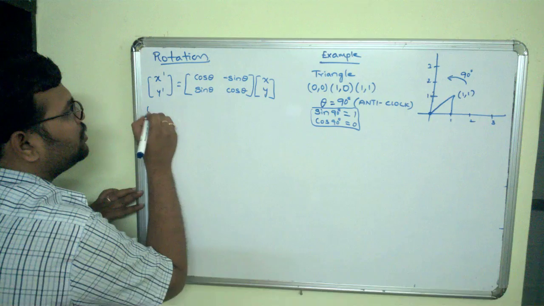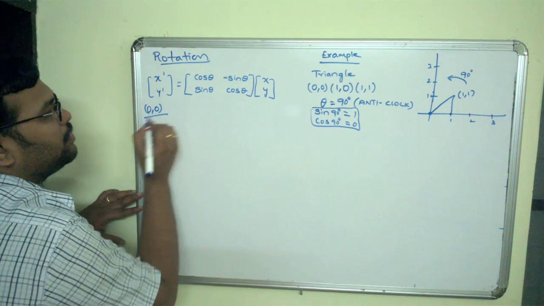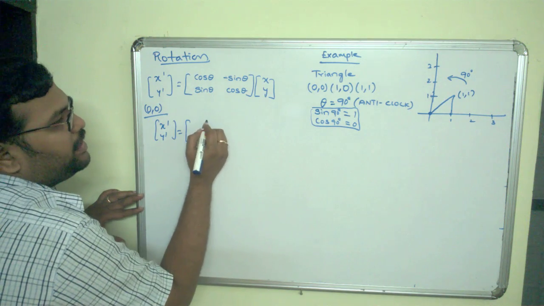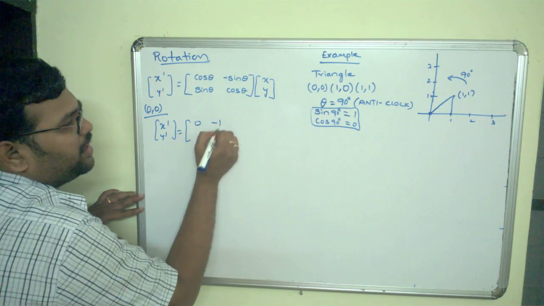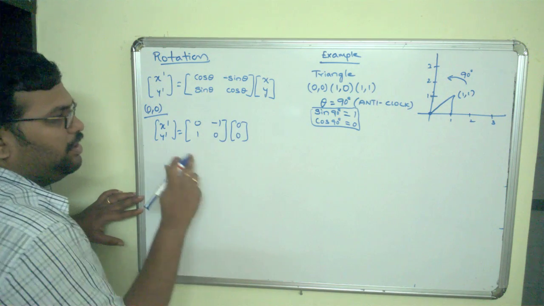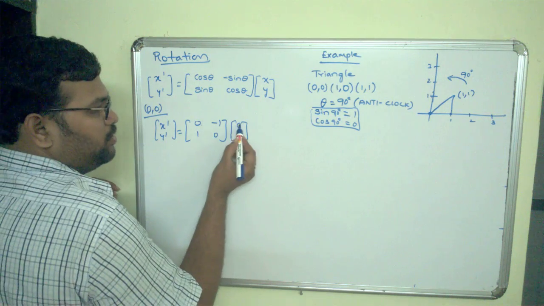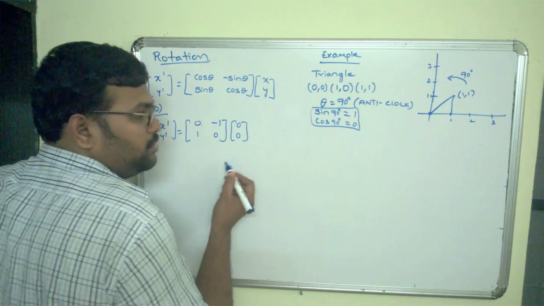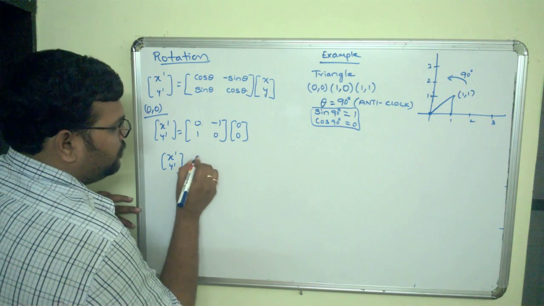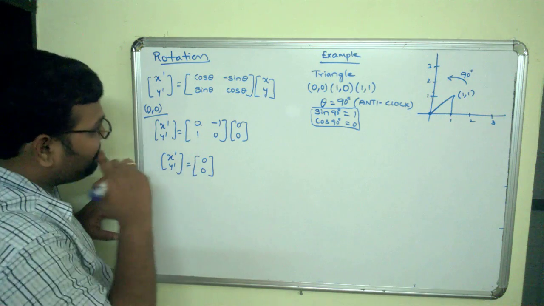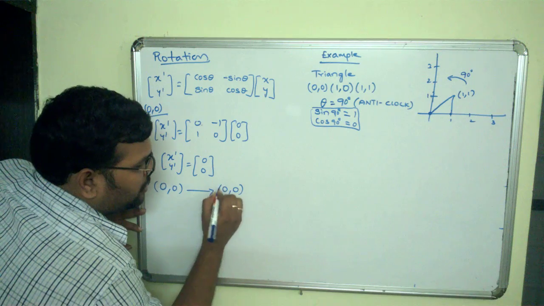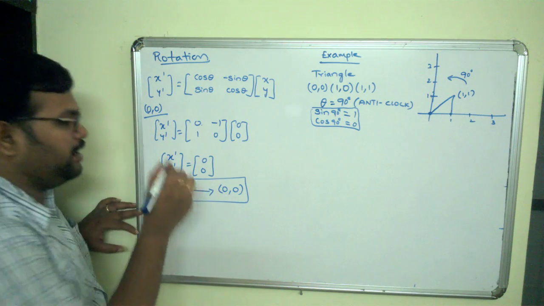Now consider the first coordinate 0, 0. So x dash, y dash is equal to the matrix cos 90 = 0, minus sin 90 = minus 1, sin 90 = 1, cos 90 = 0, into 0, 0. If you multiply, 0 into 0 minus 1 into 0, so automatically x dash, y dash is equal to 0, 0. So 0, 0 doesn't change its coordinates after rotating by 90 degrees.